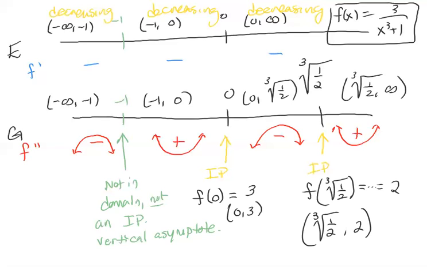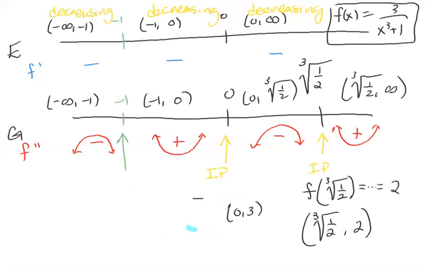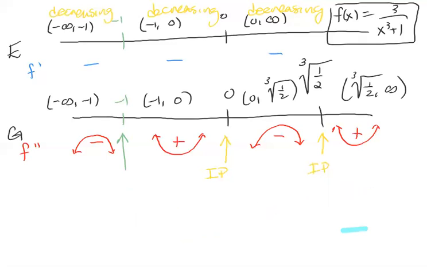Okay, let's go back and do F. Since we have completed parts G and E, I'll write down the summaries here. This is (0, 3). This is the point (cube root of 1/2, 2).